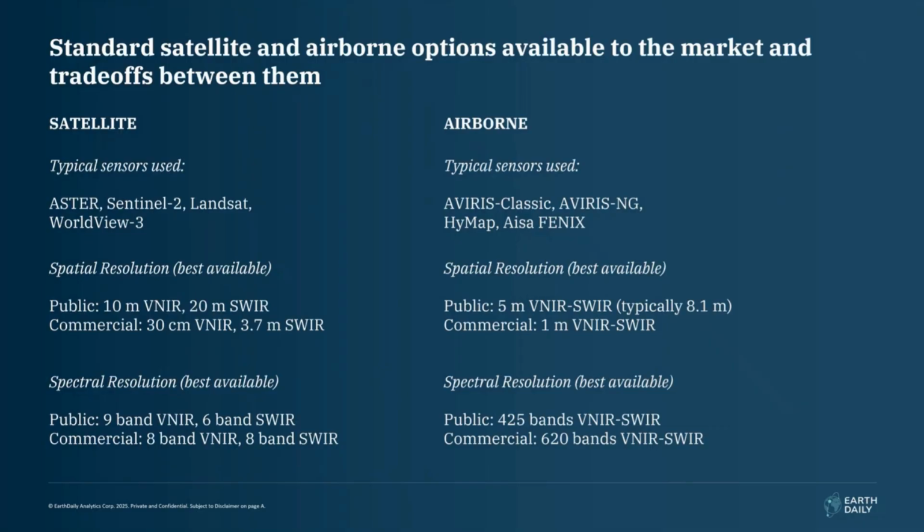So I think it's worth putting in perspective what satellites have been out there and made available in the past, and your typical workflows with multispectral imagery in the satellite space are on the left. So ASTER, Sentinel-2, Landsat missions, WorldView 3. I'm sure a lot of you have crossed paths with this in the past. And those spatial resolutions can vary depending on the sensor, but the best ones are going down to 10 meters in the publicly available, and then in the commercial can go down to even 30 centimeters. So some really high resolutions there.